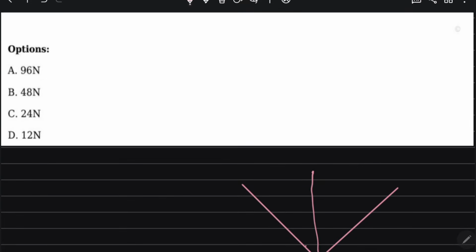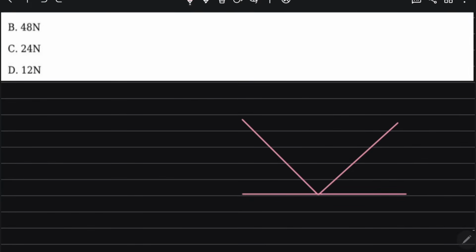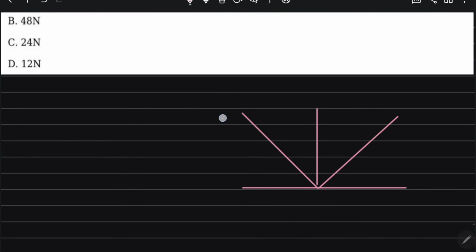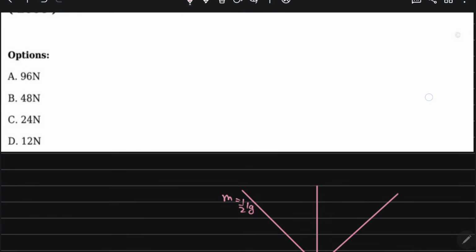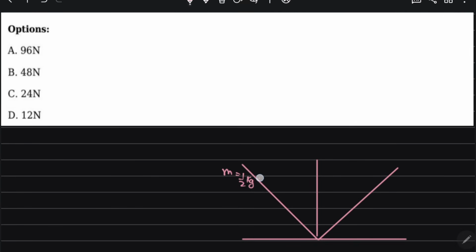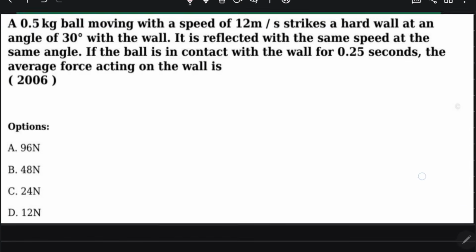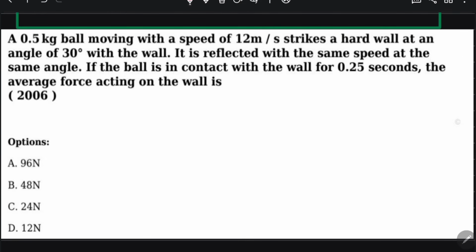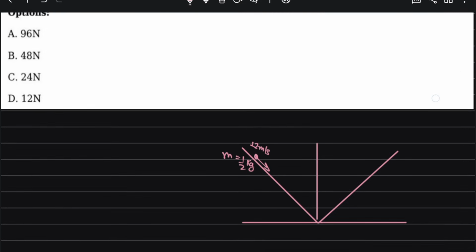So now, just give me 1 minute so I can make a proper diagram. A ball of mass 0.2 kg, that means 1 by 2 kg, is moving with a speed of 12 meters per second and strikes a hard ball at an angle of 30 degrees with the ball.